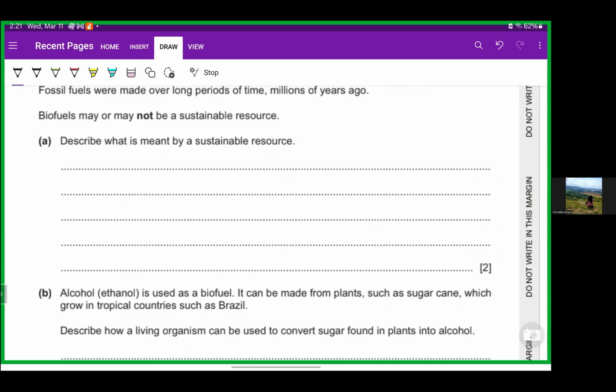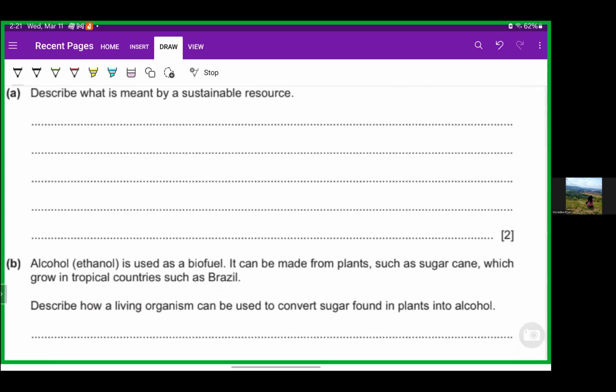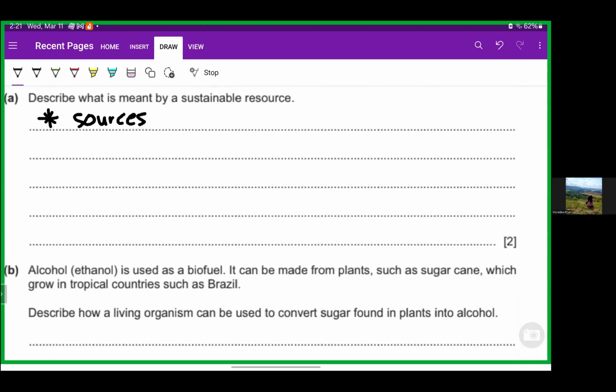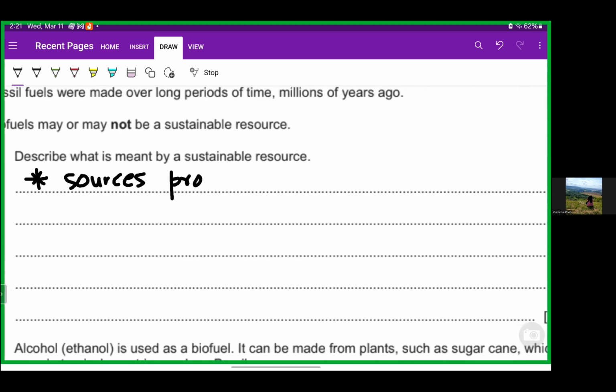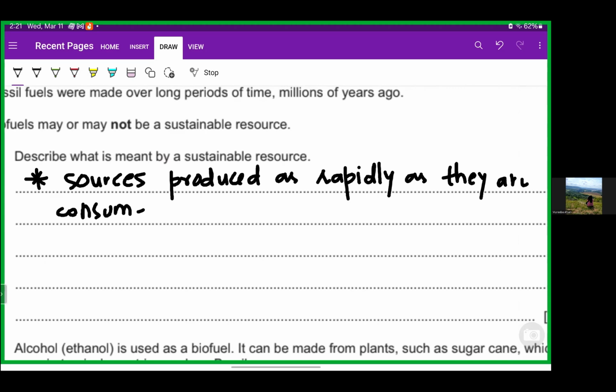Let's write the answer. Sources produced as rapidly as they are consumed. Hence, it will not run out.